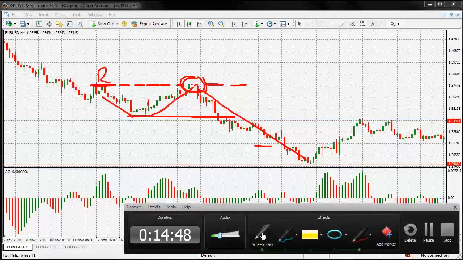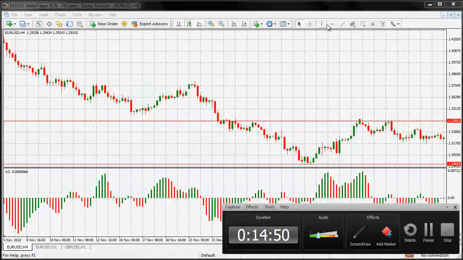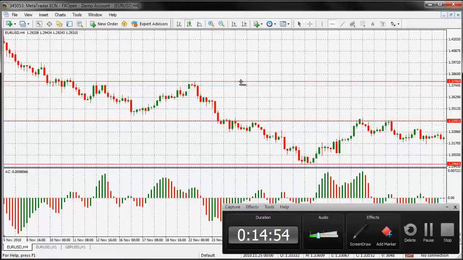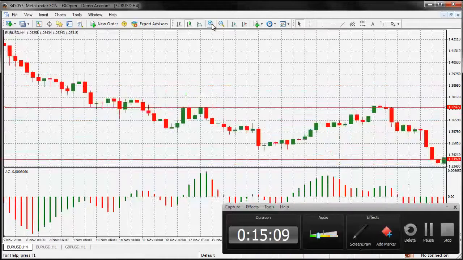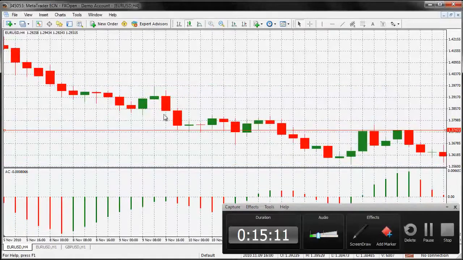Alright, so let's take that screen drawer pen off. My target for my TP is going to be around about there. I wouldn't put it right at the top of the wick. The best places to put your TPs, or your projected take profit targets, will be to really just get it above the body. Now the body, if you don't know what a body looks like on a candle, here it is. What's been filled in is the body.